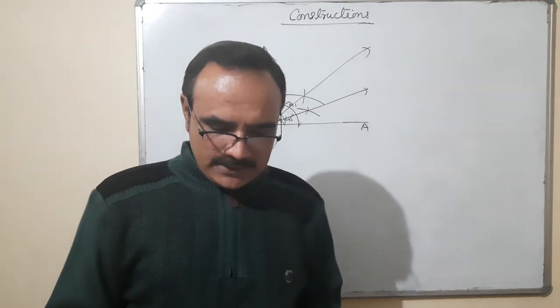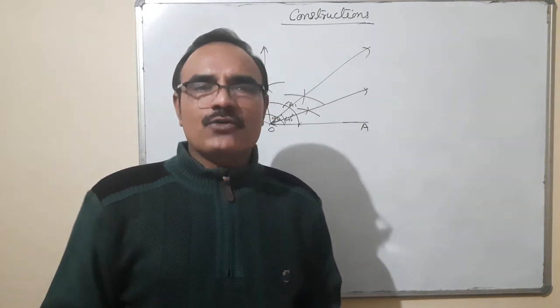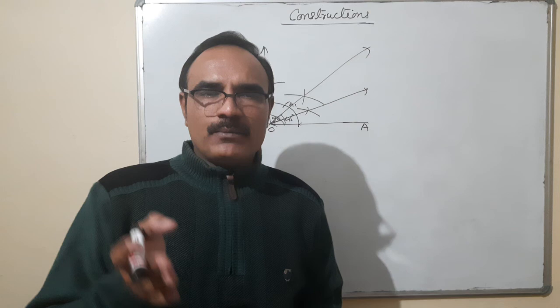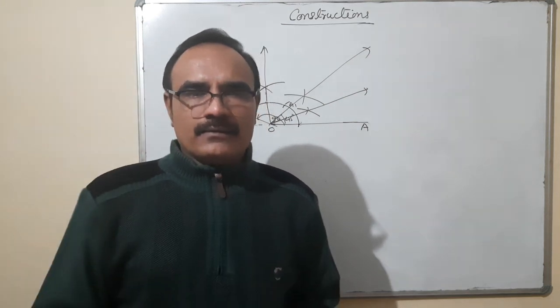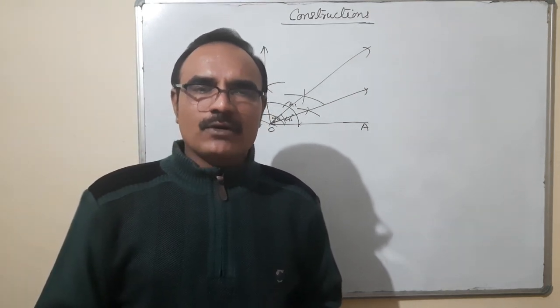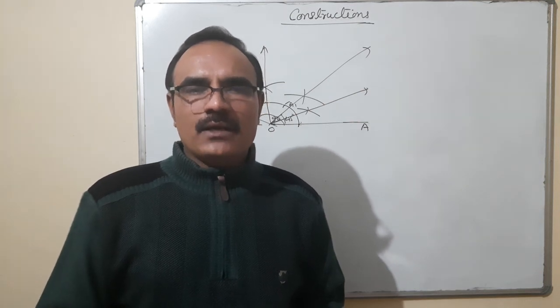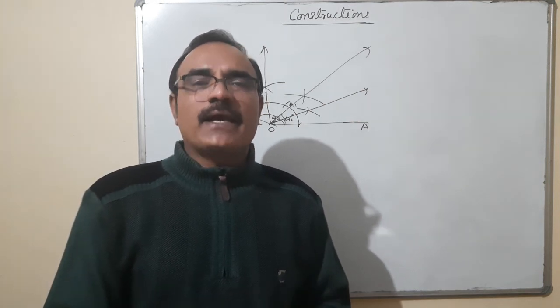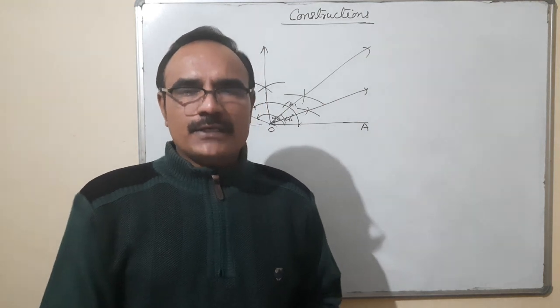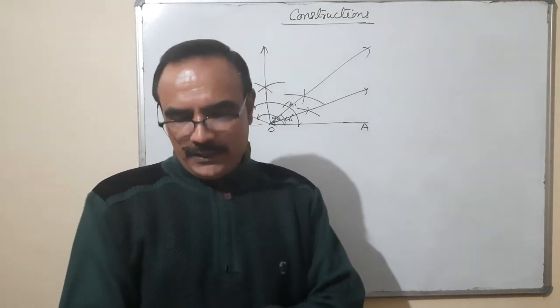After that, they are saying to justify your construction. How to justify it? With the ruler, you can measure it. You will observe that all the line segments are equal. That means all three sides of the triangle are equal. Or you can use the angle sum property, since the sum of three angles of a triangle is equal to 180 degrees.